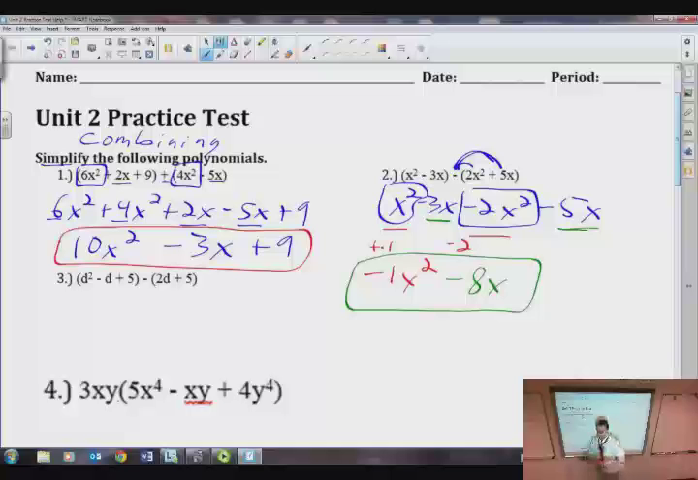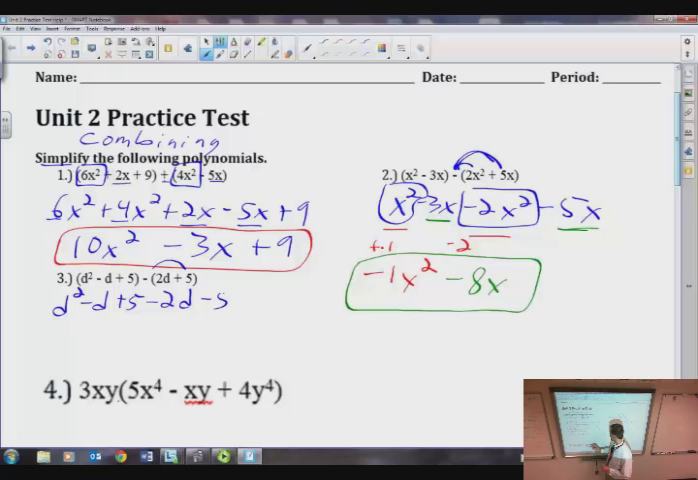Number 3 now, you do have to do kind of the same thing there. So we're going to do d squared. You've got to rewrite it. I'd rewrite it so you don't make any mistakes. D squared minus d plus 5. That's going to be a minus 2d. And a negative 1 times the 5 there is a minus 5.